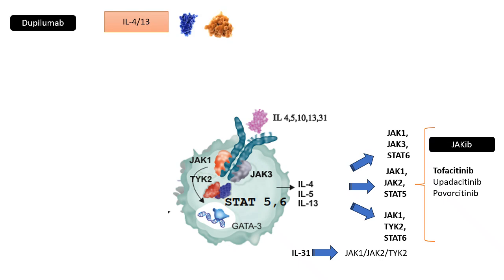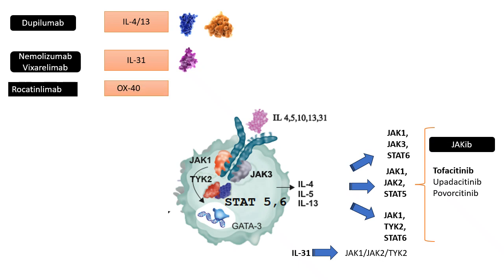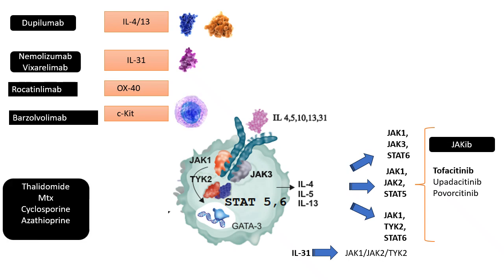Then you've got these new cytokine inhibition drugs: dupilumab, which inhibits IL-4/13, FDA approved, and nemolizumab, IL-31, approved by FDA. The second one is not yet approved on trials. You've got an OX40 inhibitor, which is basically a drug that causes loss of effector T cells. This is again on trial. Then you have another c-KIT inhibitor, which is basically on the mast cells, again on trial. And then you've got conventional drugs.